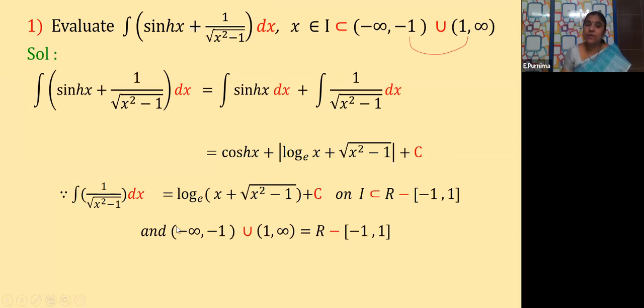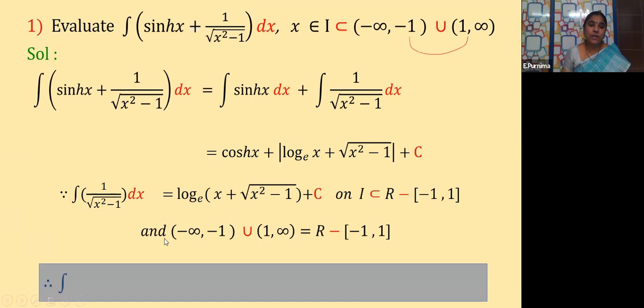Before minus 1 is minus infinity to minus 1, and after 1 is 1 to infinity, open intervals. So the union of these two intervals is nothing but R minus the closed interval minus 1 comma 1, which is our formula. That's why we have written this as our integral for this function. Clear, children? So let us write the final answer.